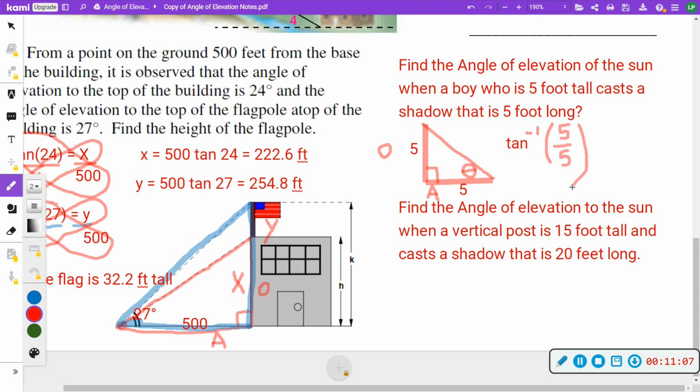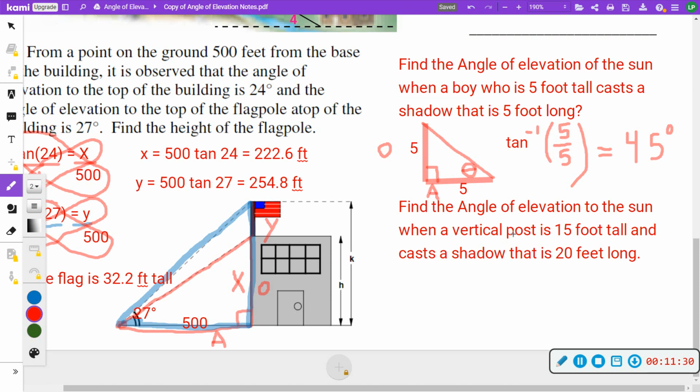You type that in a calculator, and you get, oh, I didn't even need a calculator. I forgot that that's going to be 45 degrees. I thought they were asking for the length. They're asking for the angle of elevation to the sun. Since those are the same, that has to be 45, 45, 90. So this angle is 45 degrees, or you use SOHCAHTOA. All right, find the angle of elevation to the sun.